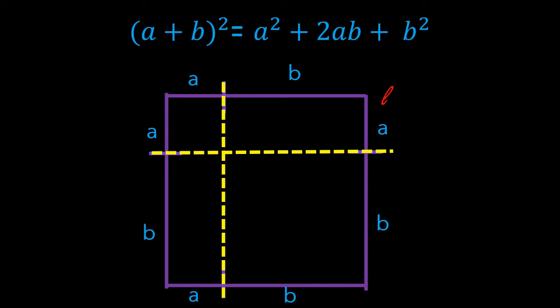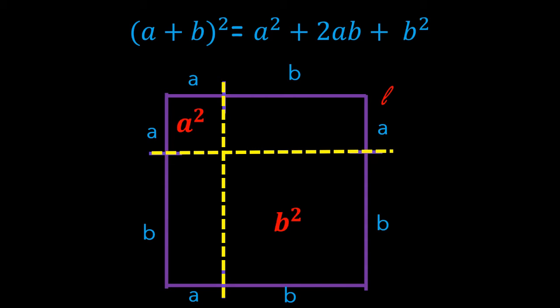This clearly divides our square into four different quadrilaterals, two squares and two rectangles. Let us look at the top left quadrilateral, which is a square. So its area will be side square, and its side is a, so its area is a square. And now let us look at the bottom right quadrilateral, which again is a square, whose sides are b. So its area will be b square.